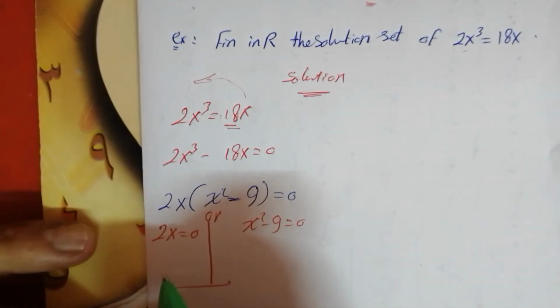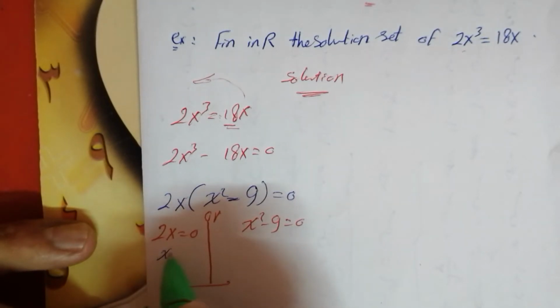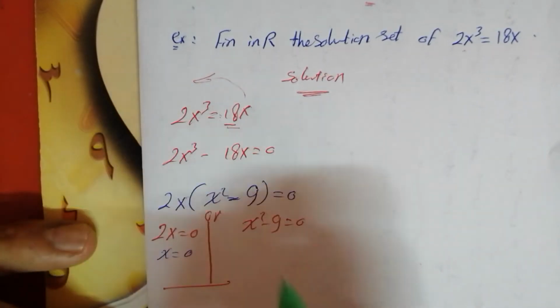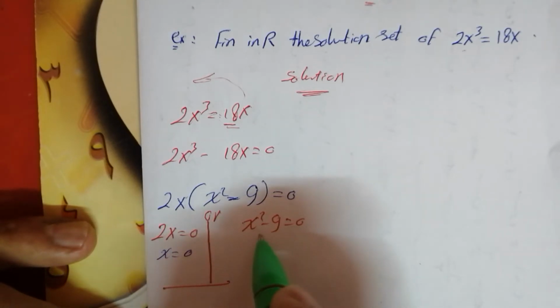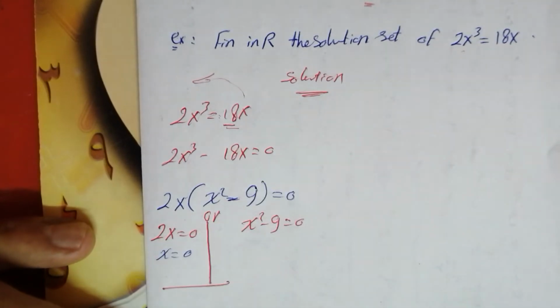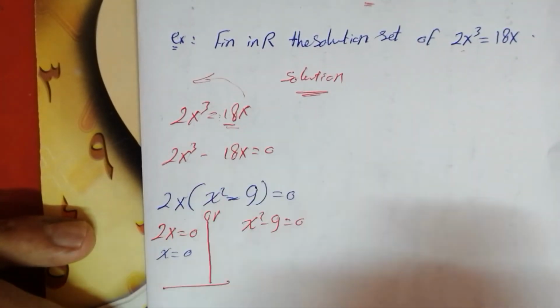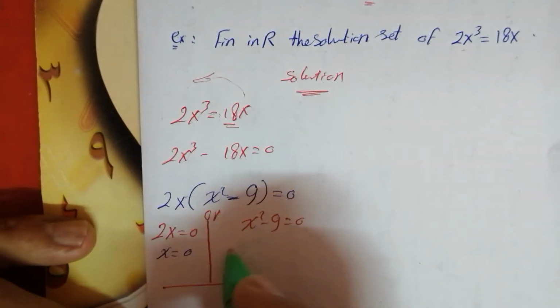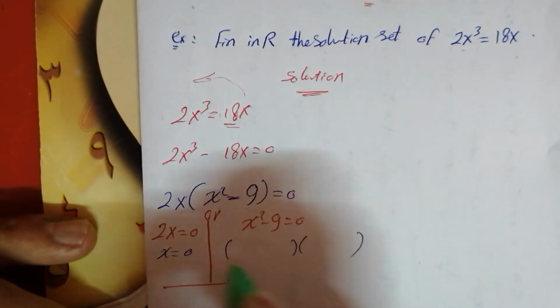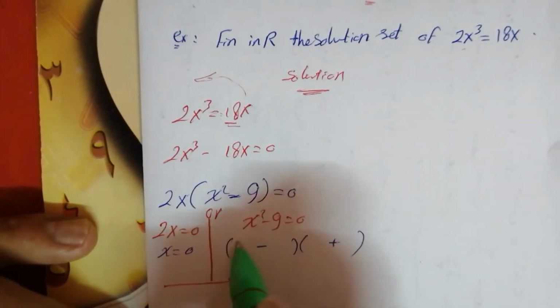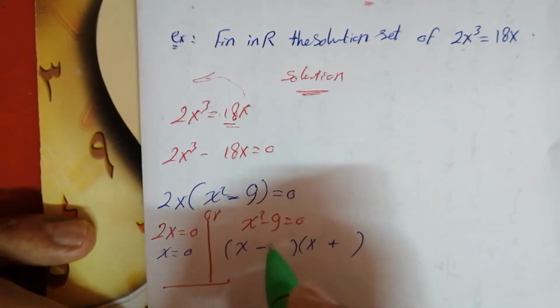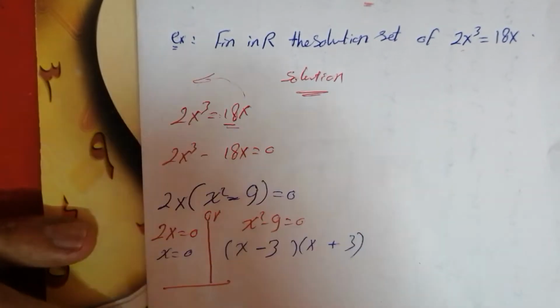Number one, 2x equals 0, so x equals 0. 0 divided 2 equals 0. Number two, x power 2 minus 9 equals 0. So, yes, I'm hearing someone saying it's a difference between two squares. How can we factorize it? We can factorize it by opening two brackets. One of them is minus and the other is positive. And then the square roots of x squared and 9 are x and 3.